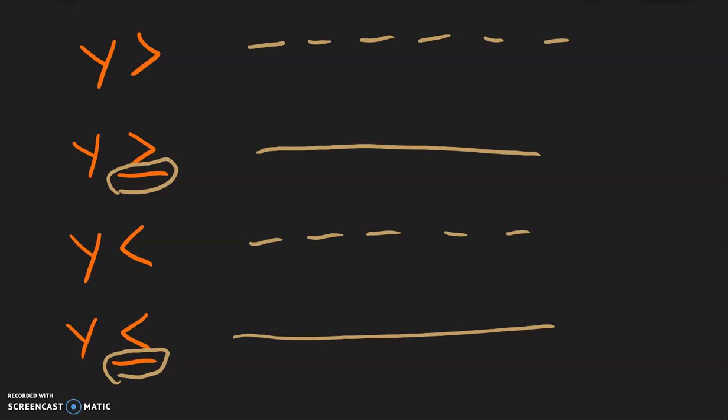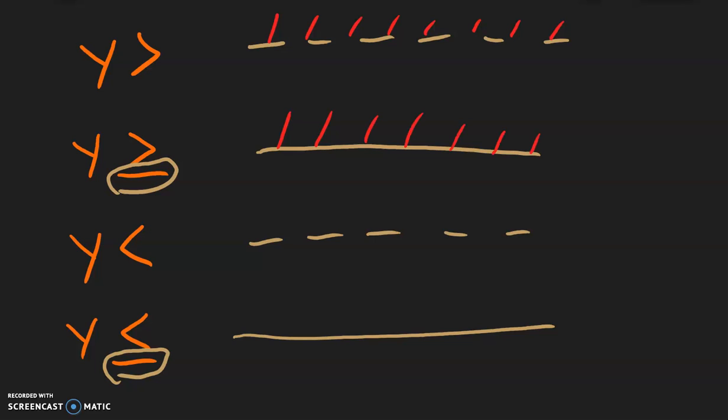Now for the coloring, so should you color above the line or below the line? The first two inequalities say greater than. So an easy way to remember is that less than looks like an L. So if it does not look like an L, it is greater than. So whenever you see greater than, you want to color above the line. So the first two cases, you want to color above the line.